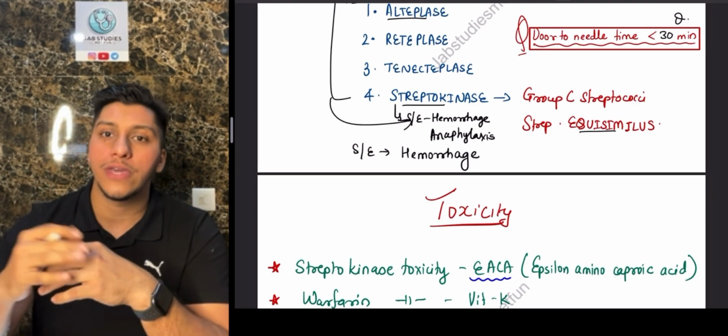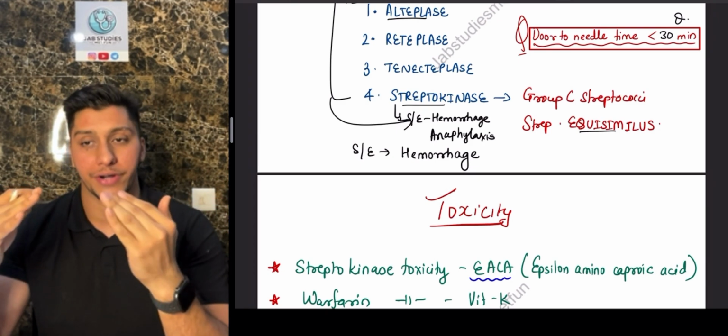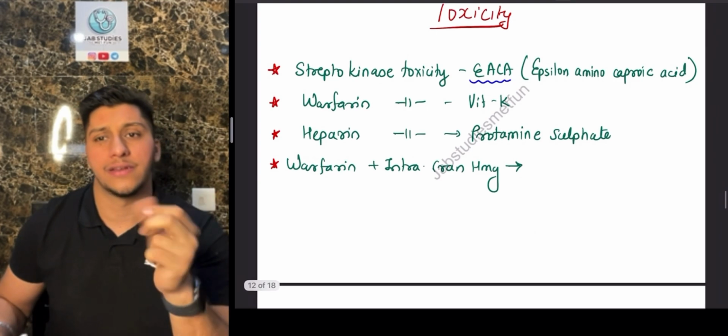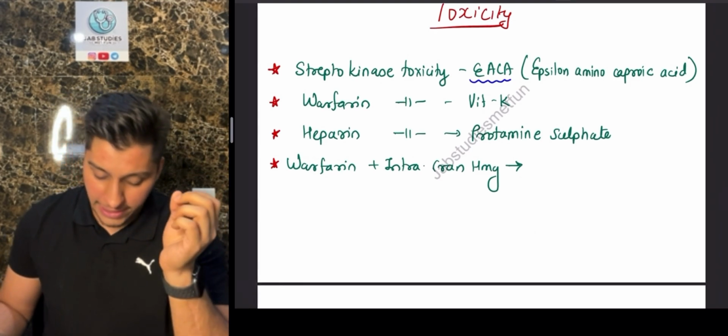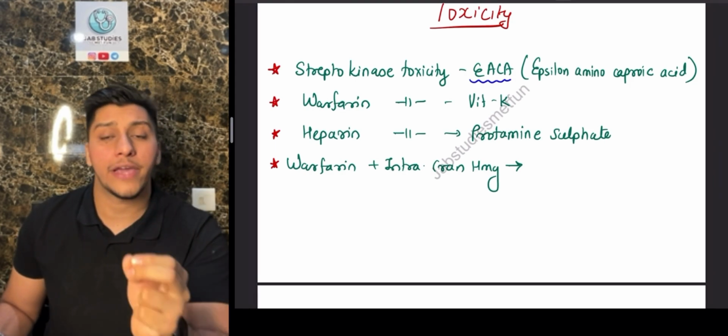What drug will you give in inferior wall MI? You will give atropine, so that it increases the heart rate. Now, if you have toxicities, let's talk about general pharmacology as well. Like streptokinase toxicity, you will give EACA, that is epsilon aminocaproic acid.